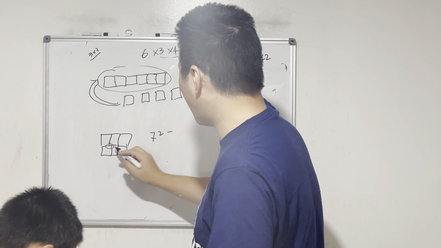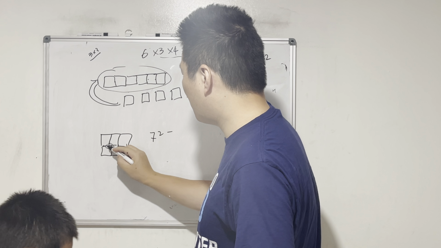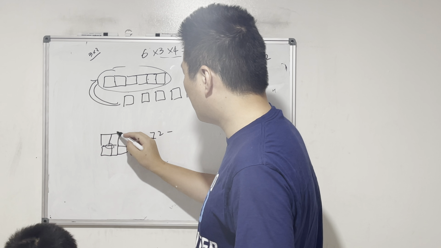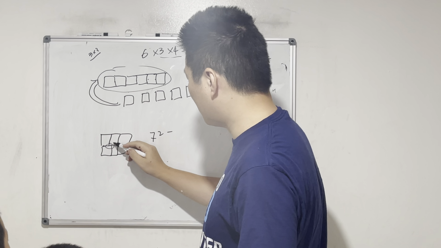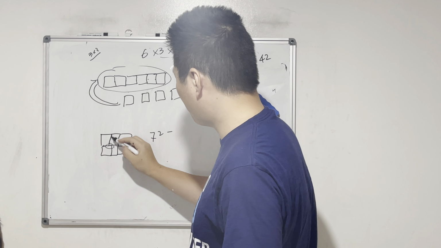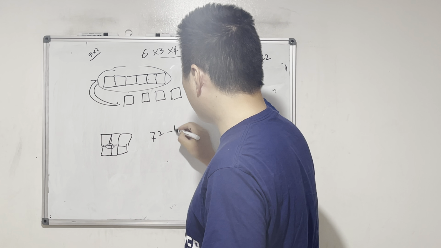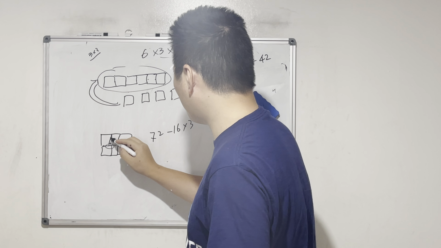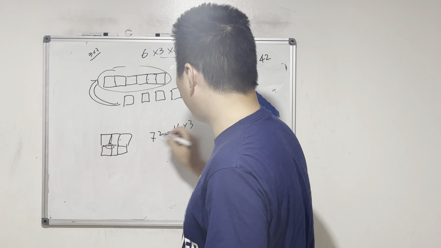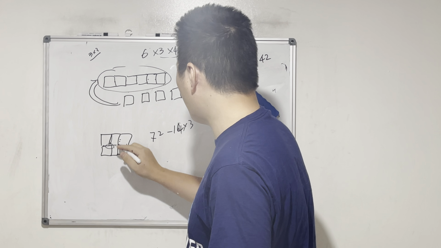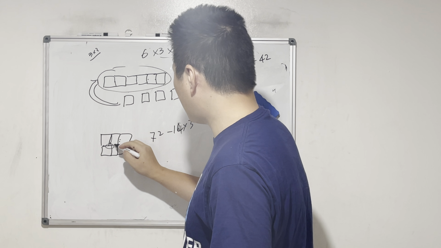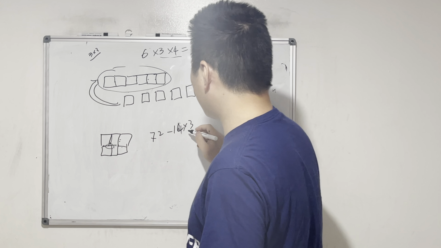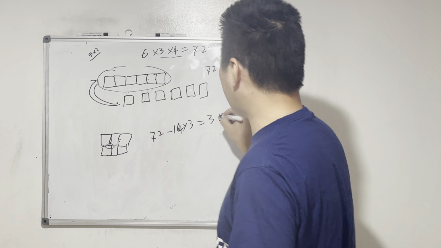72 minus, how many edges are there? 2, 4, 6, 16. Yeah, 16 times 3, 48. Is it 16? 2, 4, oh no, 14. 2, 4, 6, 8, 10, 12, 14. So that's 30, yeah? That's how we got 30.